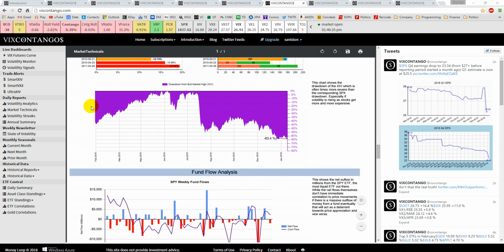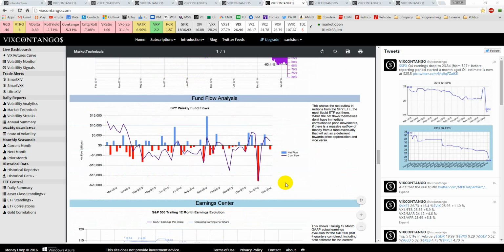And finally, we have a drawdown from bull market high of the XAV. So in this case, the XAV is down 63% from the all-time high.